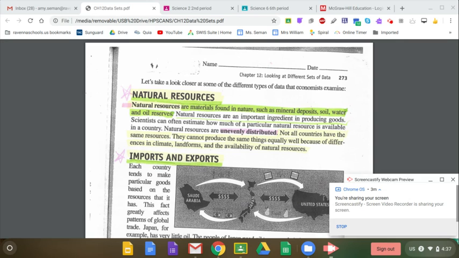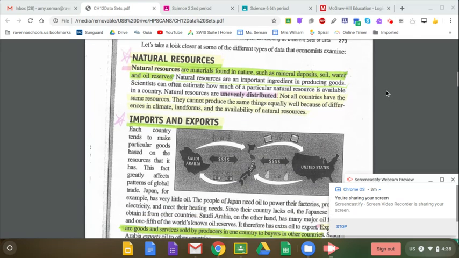And I did notice, like on your homework, that you guys had trouble with resources being unevenly distributed. You had a problem with that term. So please read through that section again and read why. It's not all countries have the same resources. So therefore they can't produce things equally, and their natural resources depend on their climate. It depends on their landform and the availability of the natural resource itself.